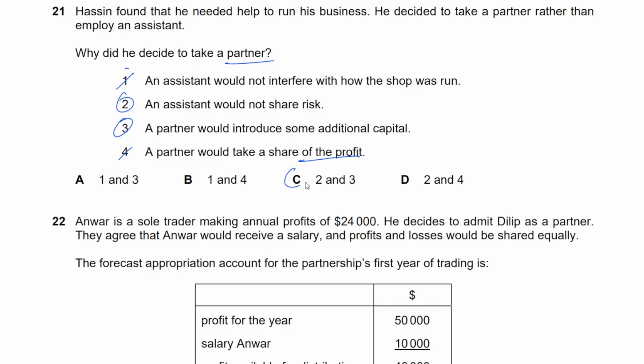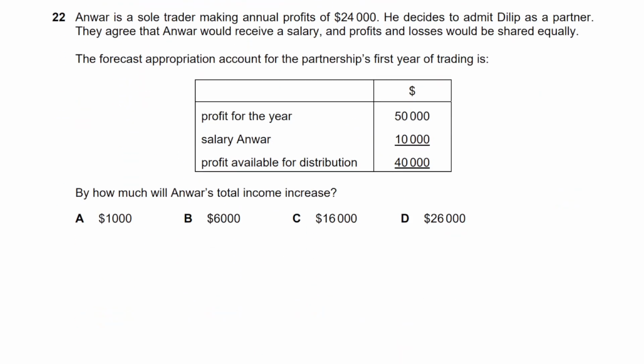You'll get to know that 2 and 3 are the right answers. Number 22. Anwar is a sole trader making annual profit of 24,000. Okay, I already recognized this from the previous paper again. I advise you to go back to that. Don't miss out if your exams are so close. Go through all the videos, in my opinion. Or at least go through all the papers and then watch the video for the difficult ones.